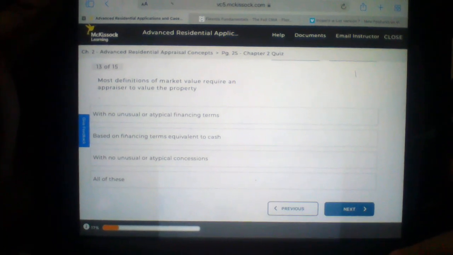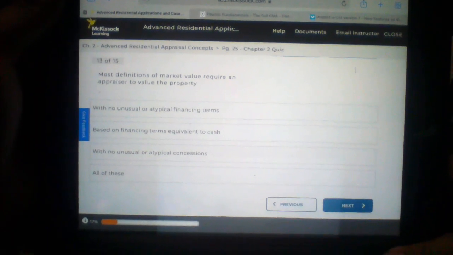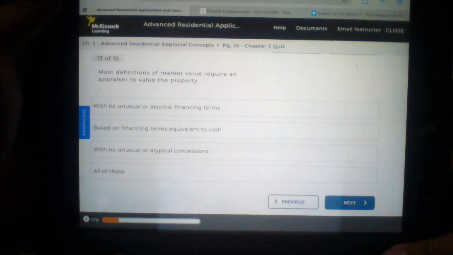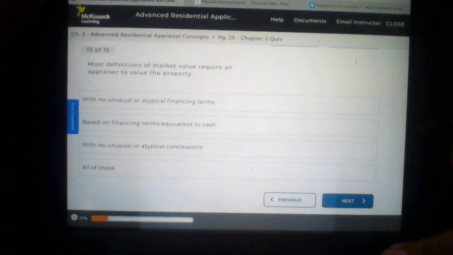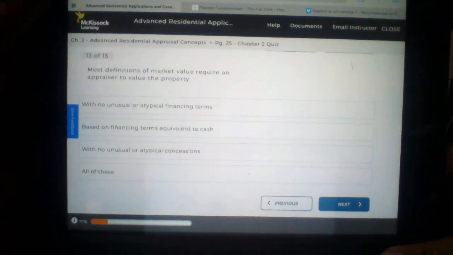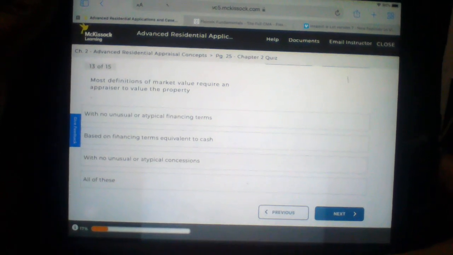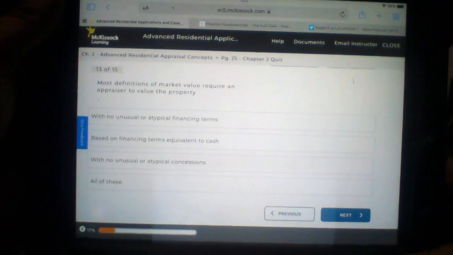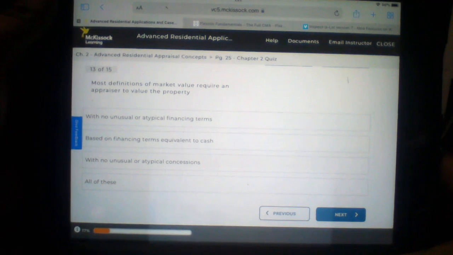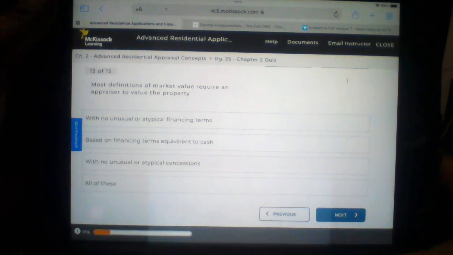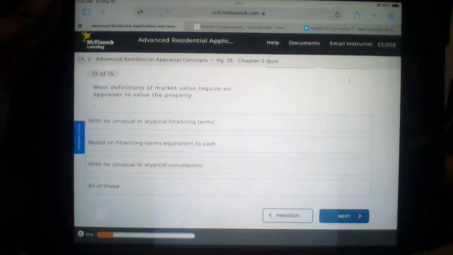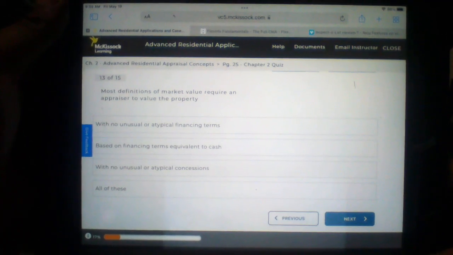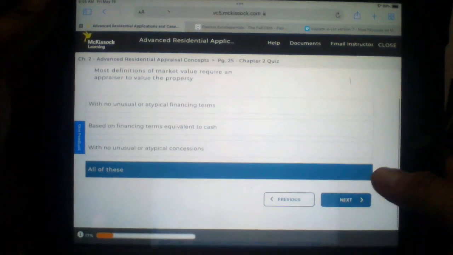Number 13, most definitions of market value require an appraiser to value the property A, with no unusual or atypical financing terms, B, based on financing terms equivalent to cash, C, with no unusual or atypical concessions, or D, all of these. I'm going to go all of these. That one's a tricky one. I might get that one wrong.